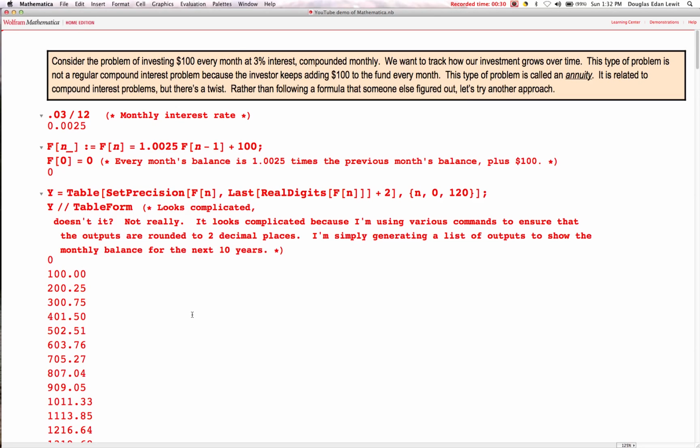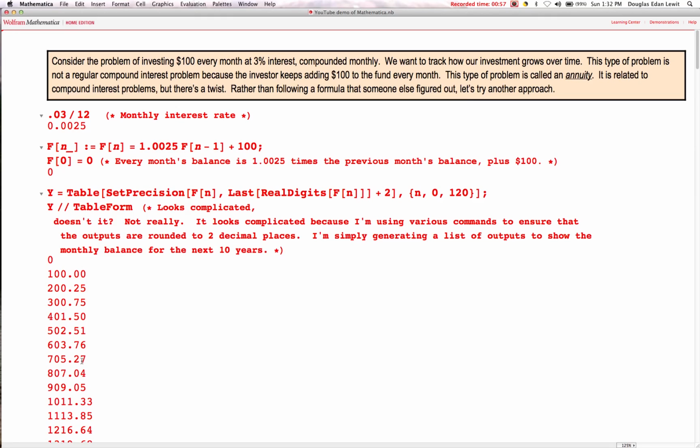This type of problem is not a regular compound interest problem because the investor keeps adding $100 to the fund every month. This type of problem is called an annuity. It is related to compound interest problems, but there's a twist. Rather than following a formula that someone else figured out, let's try another approach. Let's try to figure out our own formula.